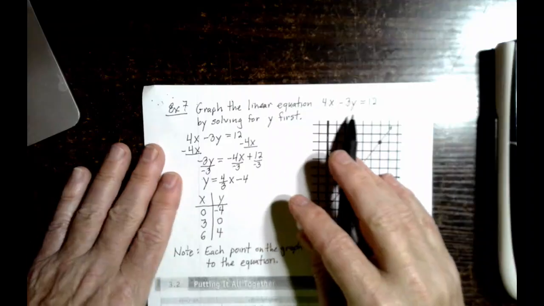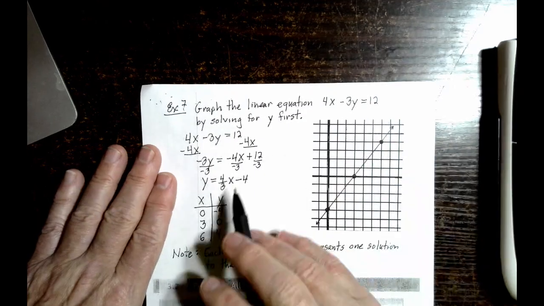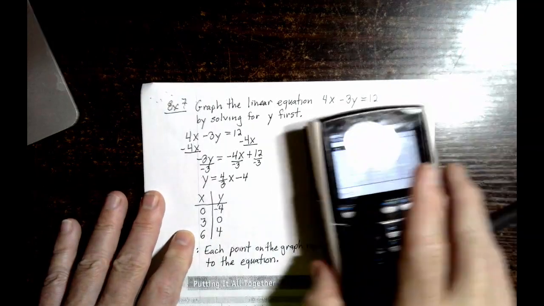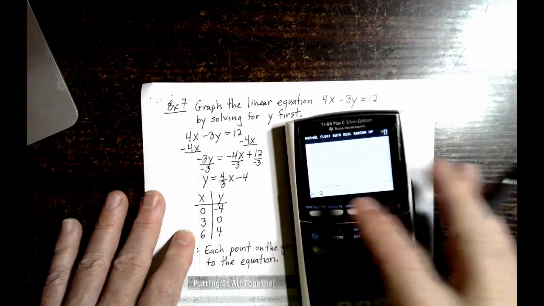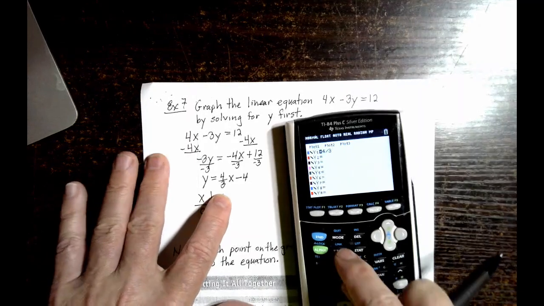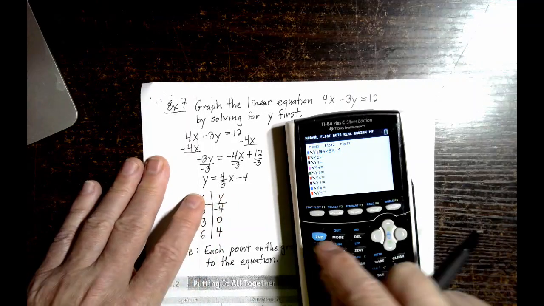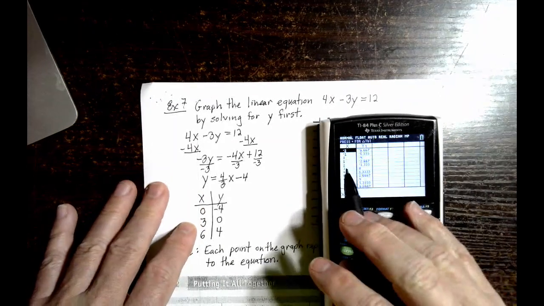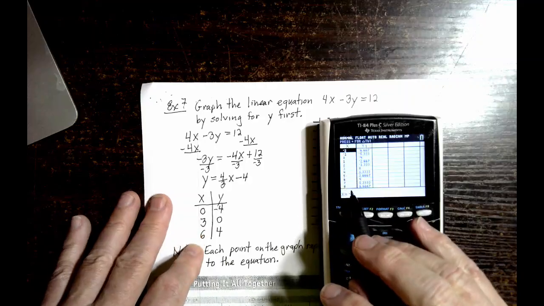Alright, example 7. Graph the linear equation 4x minus 3y equals 12. So the first thing we do is we solve it for y, and then we find some points. And again, you can use your calculator. Hit y equals, hit clear, and 4 divide 3, x subtract 4. Second graph gives me my table. And you got 0, -4, you got 3, 0, you got 6, 4.